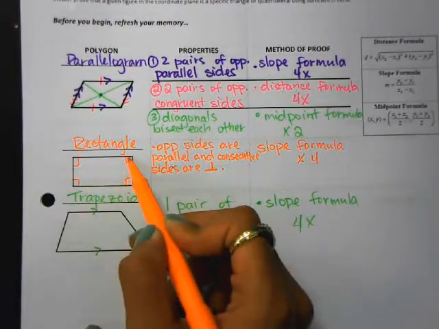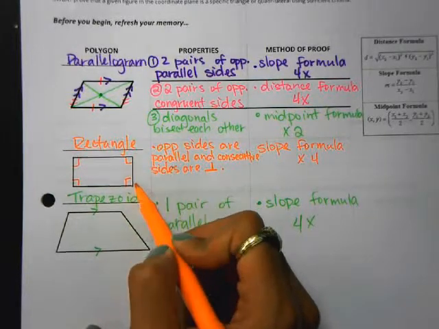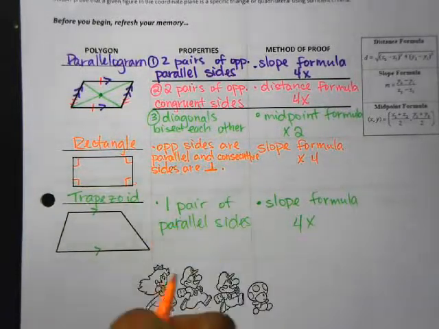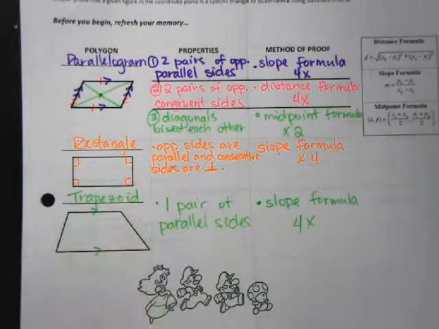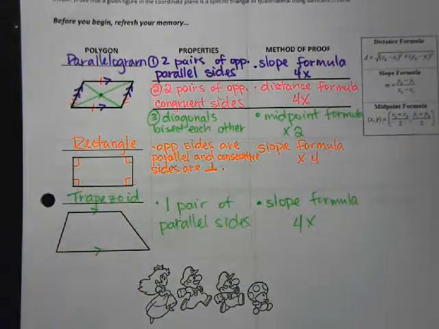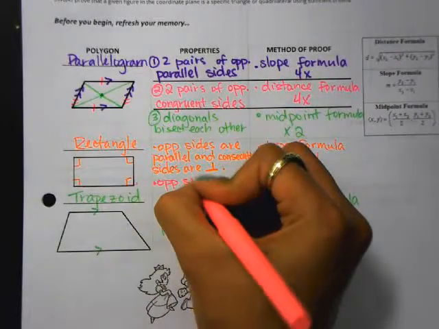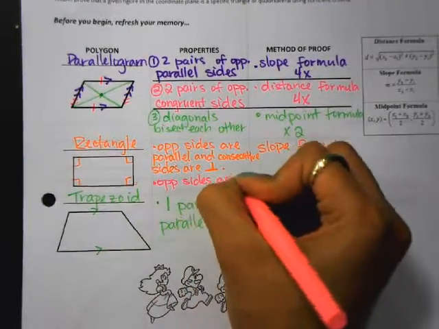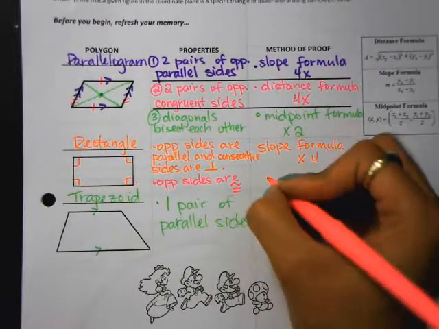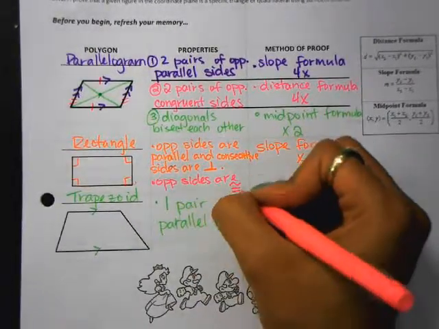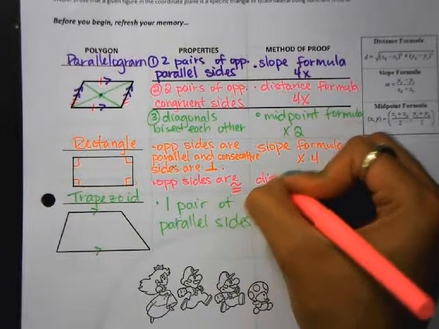The last thing we have to prove for a rectangle is that opposite sides are congruent. And the way we're going to do that, of course, if we're measuring the length of a side, is going to be the distance formula. We're going to do it 4 times.